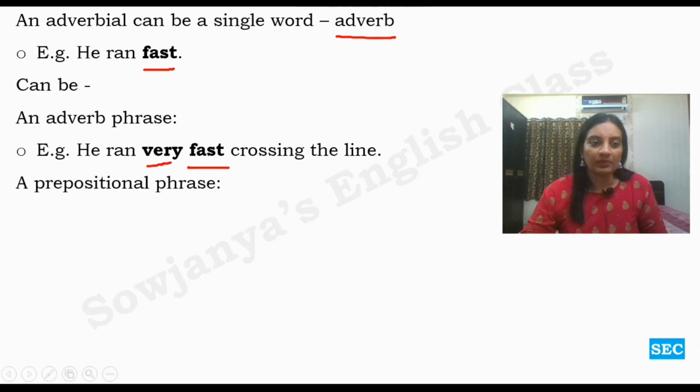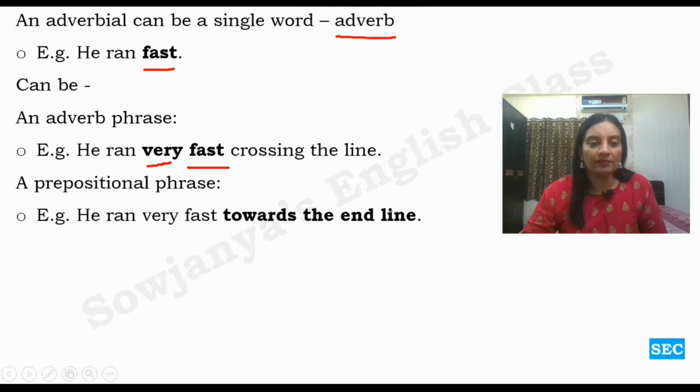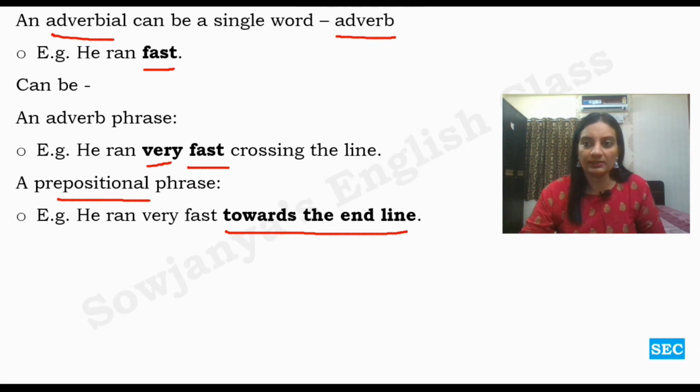And then a prepositional phrase. For example, he ran very fast towards the end line. So an adverbial can be a prepositional phrase as well. Look at this. He ran very fast where? Towards the end line. Here it is acting as a prepositional phrase.